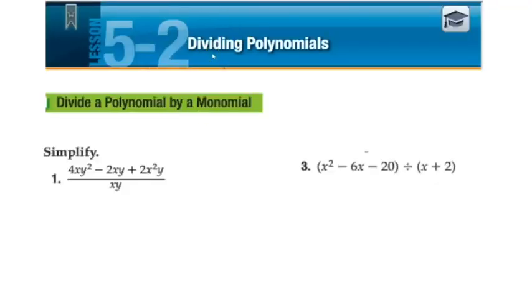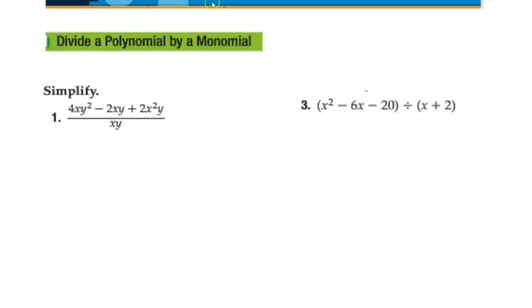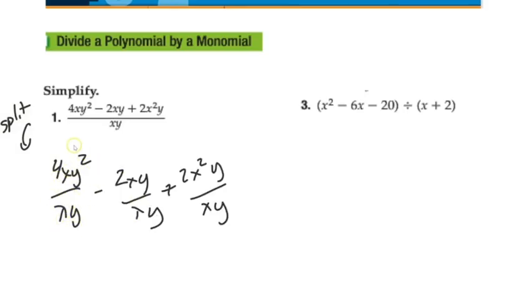5-2, dividing polynomials. We're going to talk about how to divide polynomials in this case. First, let's talk about how you divide by a monomial. When you divide by a monomial, you divide by a single term down there. The best thing to do is just split it up. You get 4x over y squared over xy. Then you just simplify each one separately.